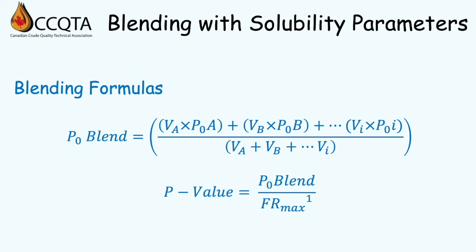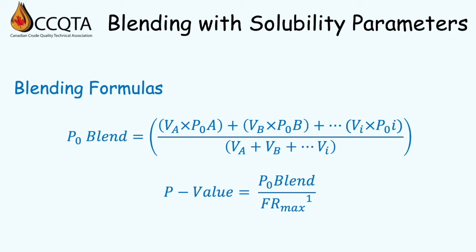The blend calculations are as follows. The P0 of the blend is the sum of the volume fraction of crude A times the P0 of A plus the volume fraction of crude B times the P0 of B, and so on and so forth, all divided by the sum of the volume fractions of each crude. From there, the p-value of the blend can be determined.